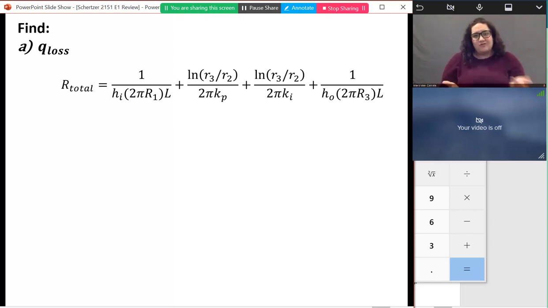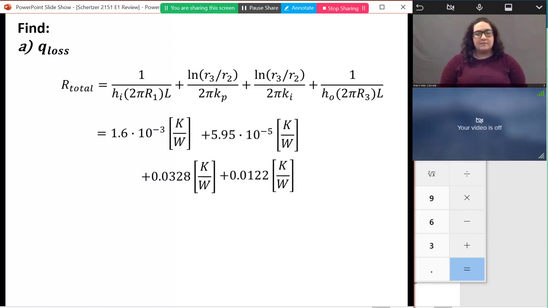Right? So if I add all these things together, I calculated all these terms, so I put them into my calculator, right? And I get that the total resistance is 0.047 degree Kelvin per watt.